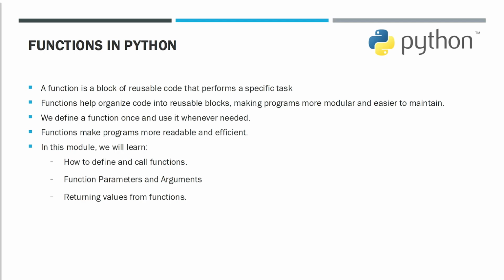What are functions? A function is a block of reusable code that performs a specific task. Functions help organize code into reusable blocks, making programs more modular and easy to maintain. We define a function once and use it whenever needed. Functions make programs more readable and efficient. In this module we will learn how to define and call functions, function parameters and arguments, and returning values from functions.